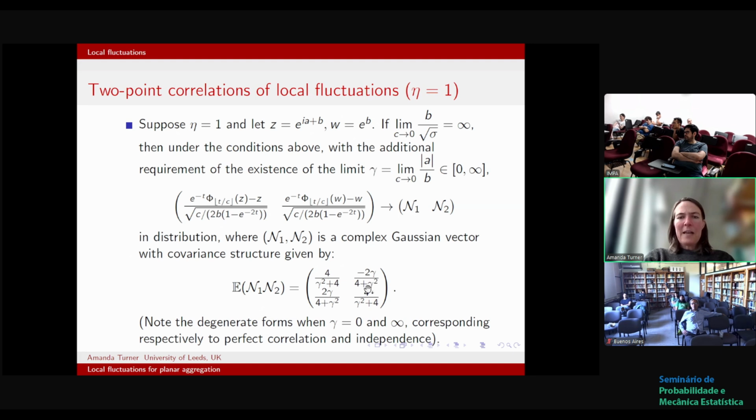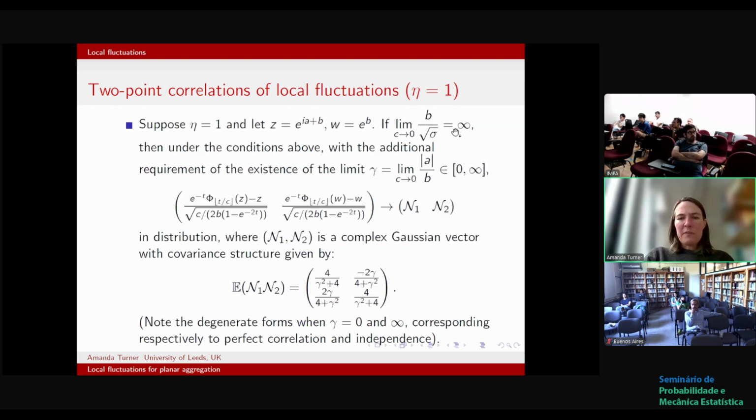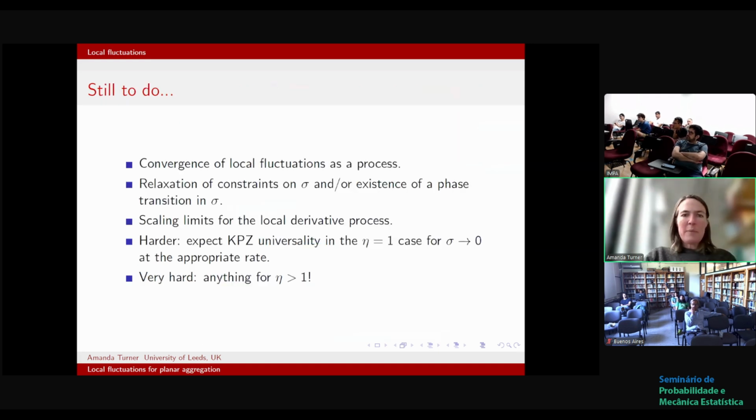Although again, if gamma, which is this limit between A and B... So remember, before, whether the points were uncorrelated or not depended on the log of A divided by the log of B. Now it just depends on the ratio of A and B. So again, they decorrelate at a different rate. If they decorrelate fast enough, the real and imaginary parts are uncorrelated, but you can also have a regime in which they stay correlated. This was the case where b over root sigma was equal to infinity. And then the second case, we also have 2-point correlation functions, which again allow interactions between the real and imaginary parts.